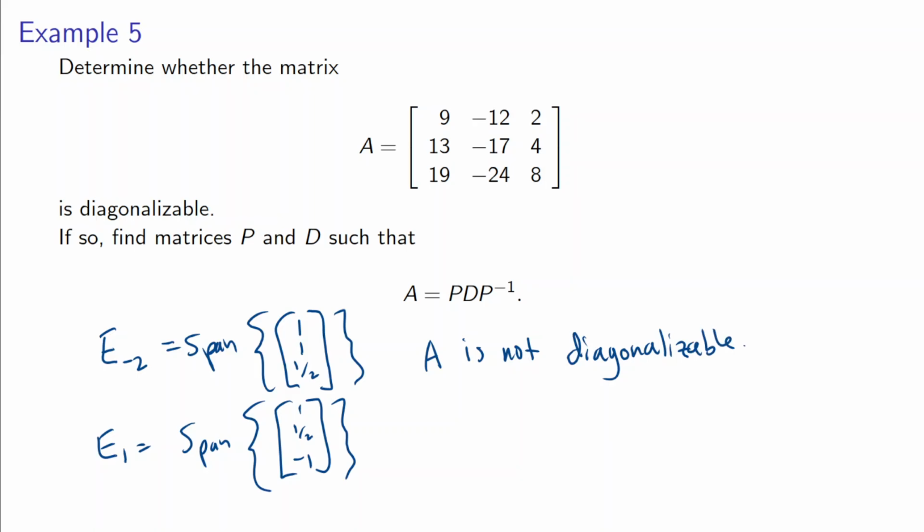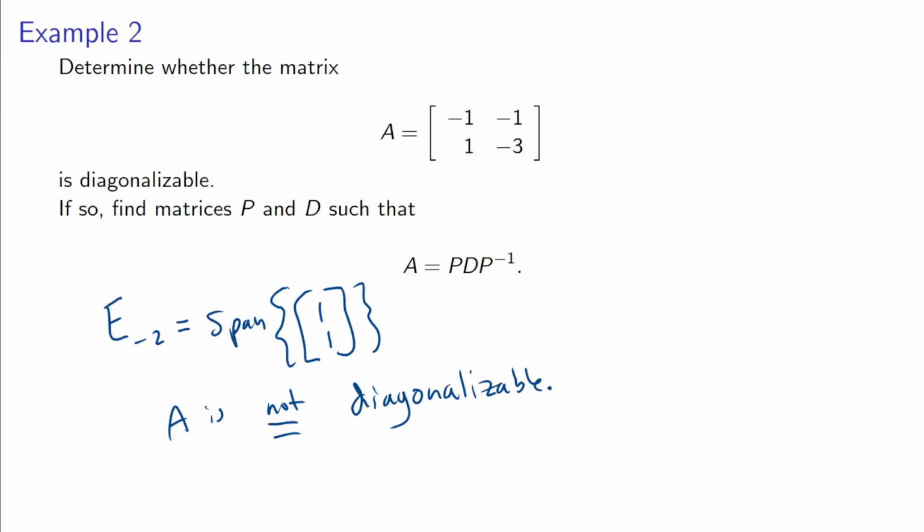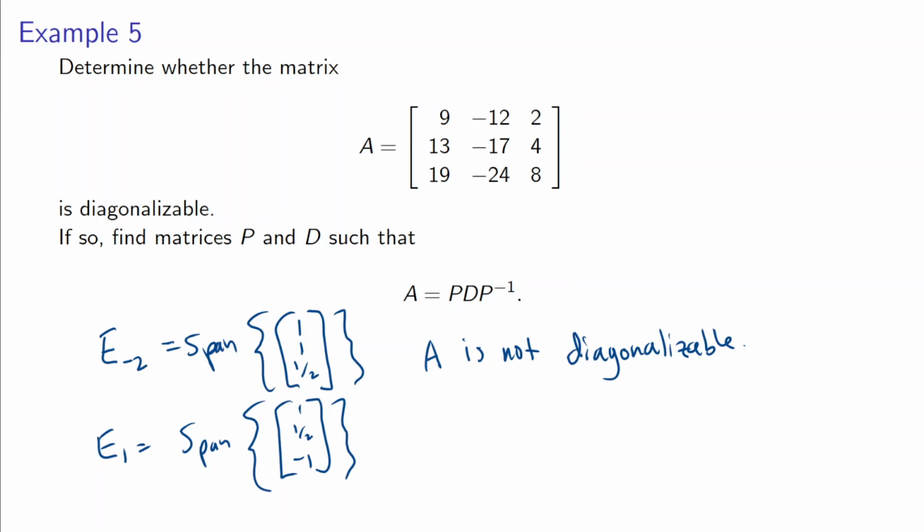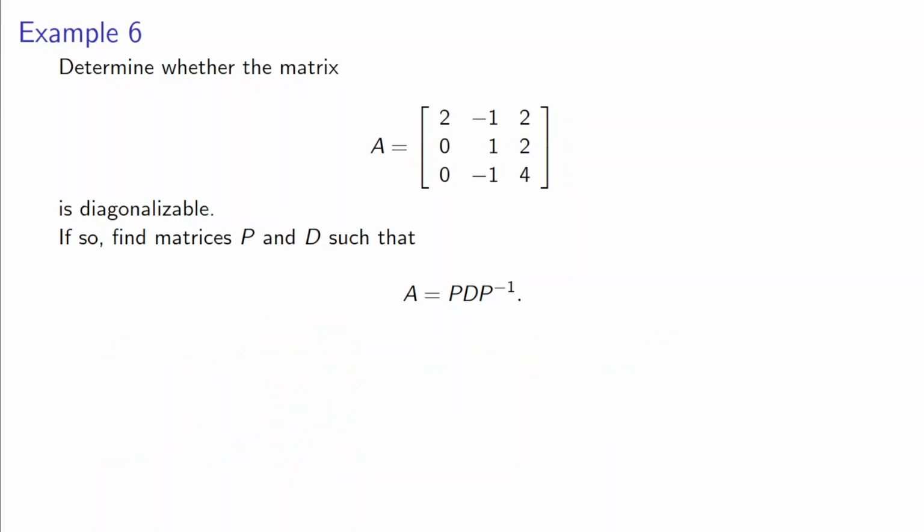And so far, we've had 2 examples. I'll come back here. 2 examples with repeated eigenvalues. This one for 2 by 2, this one for 3 by 3. And in both of those cases, A was not diagonalizable. So you might start to get the sense that that will always happen. That if you have a repeated eigenvalue, then your matrix is not going to be diagonalizable. That is not the case. Let's do this next example here.